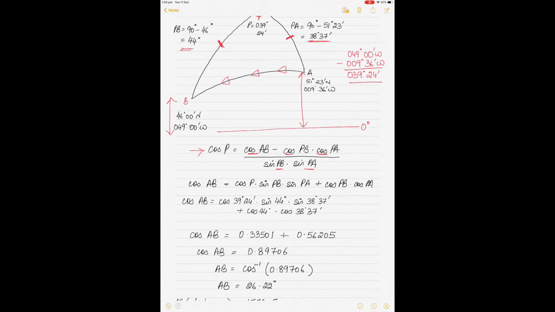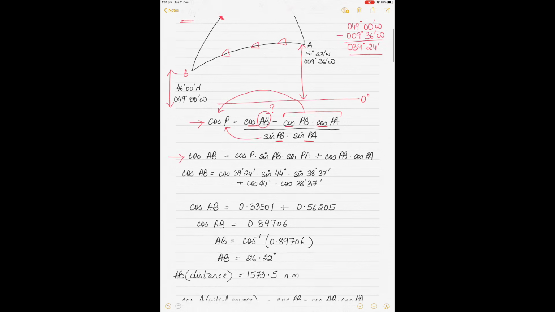All right, but what we need to find out is AB here. So we need to do a bit of an adjustment with the equation. Take the denominator, division becomes multiplication, and we also take this part to the other side, so the negative sign becomes positive, which will give us this equation here. Cos AB equals cos P multiplied by sine PB multiplied by sine PA, in addition to cos PB times cos PA. Now we know the values of P, PB and PA from the diagram above.